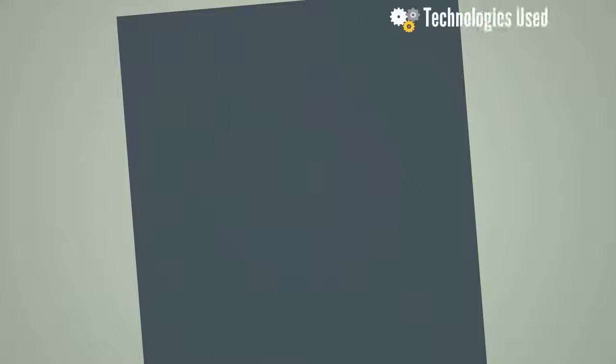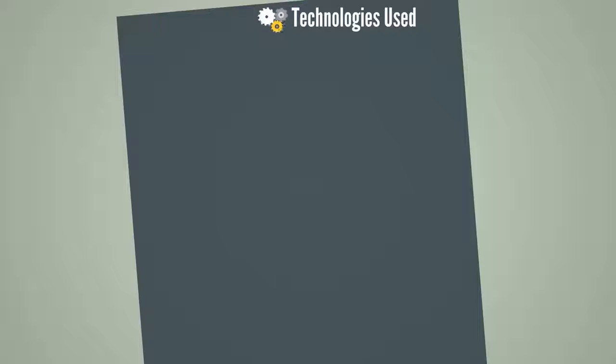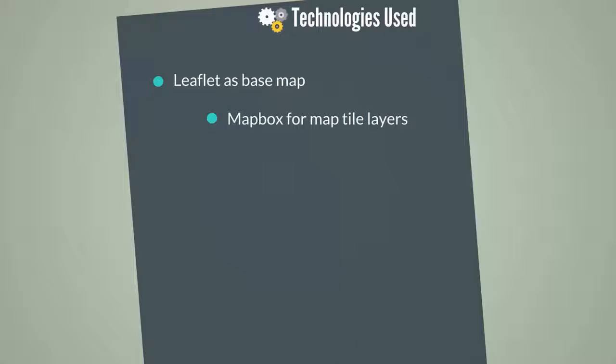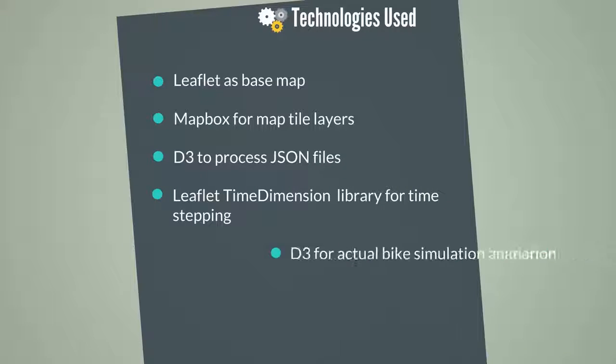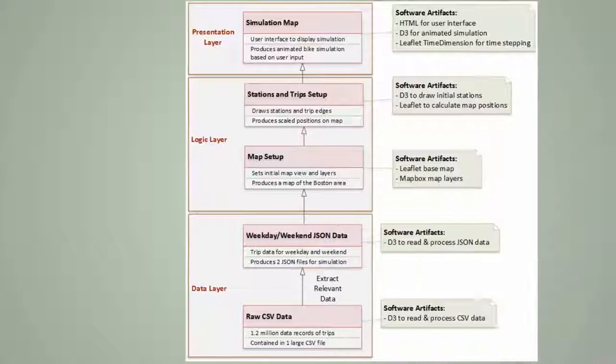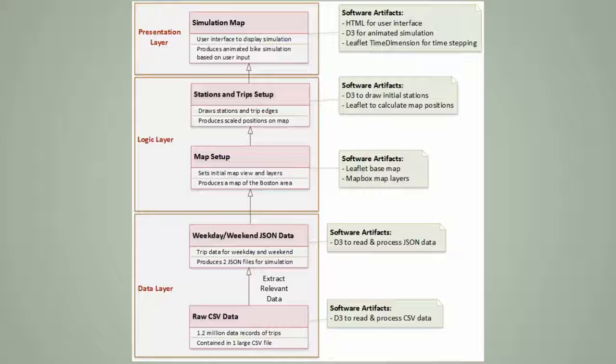The following technologies were used in this part of the project to prepare for the simulation: Leaflet as the base of our interactive geospatial map, Mapbox as our source for map tile layers, D3 to read and process the JSON data files, Leaflet Time Dimension library for time stepping during the simulation, and finally D3 to do the actual bike simulation and animation. The layered architecture diagram for the code looks like this.